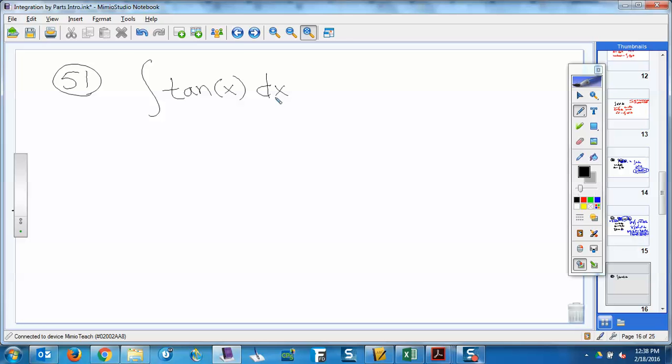Because there's nothing to grab onto. There's nothing to pick for your U, right? There's just nothing you can do with it. So sometimes those are the hardest ones, and that's where we have these other techniques that come in. But here we actually can do a U substitution. I'll talk about it here in a minute.